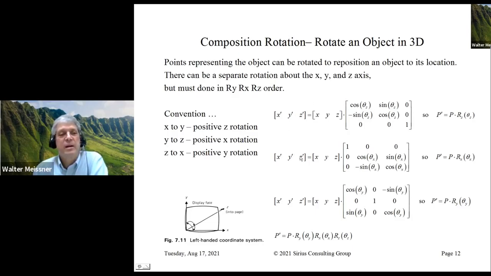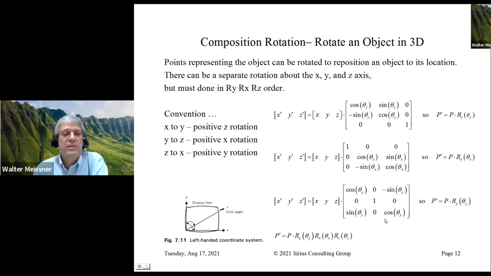But the same thing can be done rotating the YZ plane with respect to the X axis. And that's this version. And then the last one is to rotate the ZX plane about the Y axis. And that's this version. Now, as you can see, the sine and cosine terms move around, but on the diagonal there'll never be a zero; there'll always be a one somewhere.